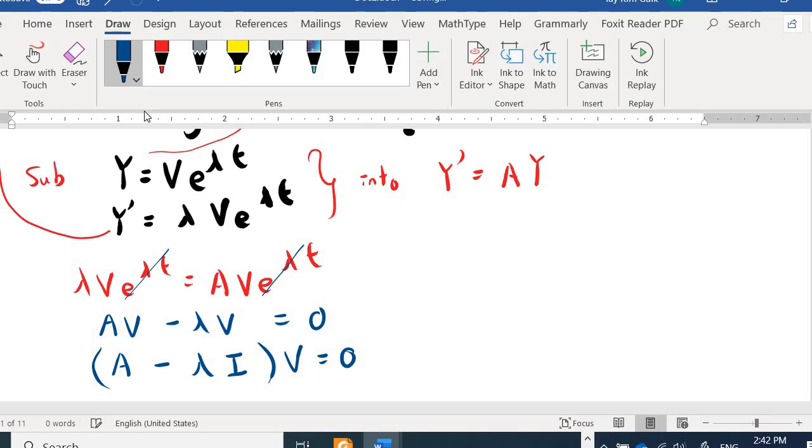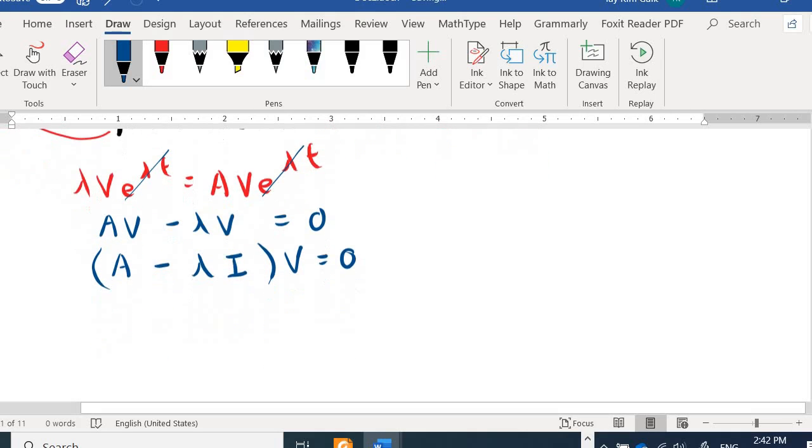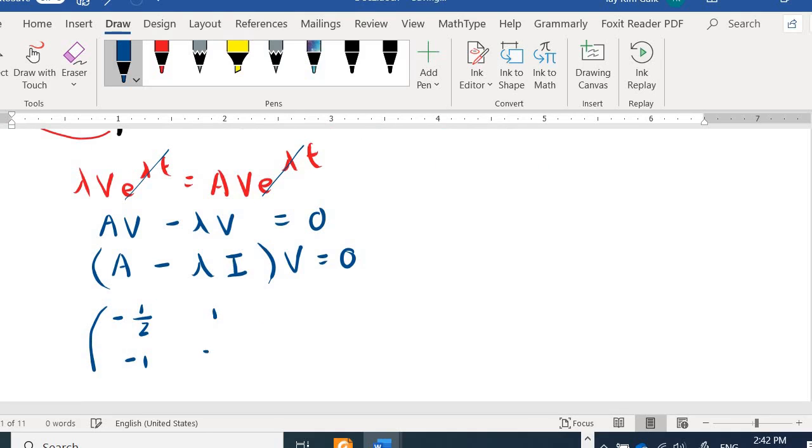Because A is a 2 by 2 matrix. In this case, your A is negative 1, 1, negative half. Lambda is a constant value. A 2 by 2 matrix you cannot subtract a lambda from, but you can multiply, though you cannot subtract or add. That's why we need to multiply with an identity matrix, which is 1, 0, 0, 1.